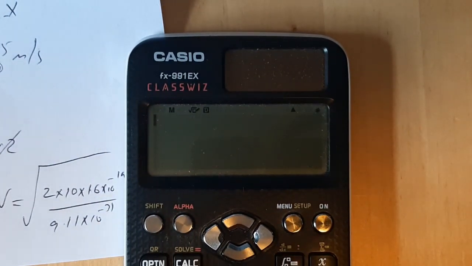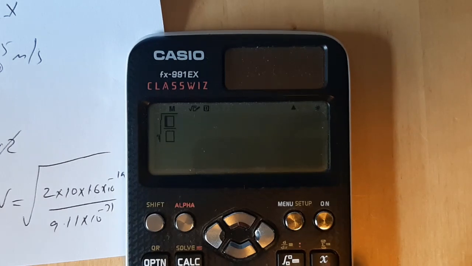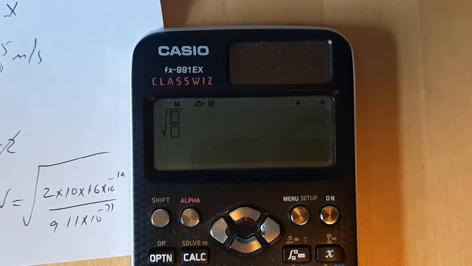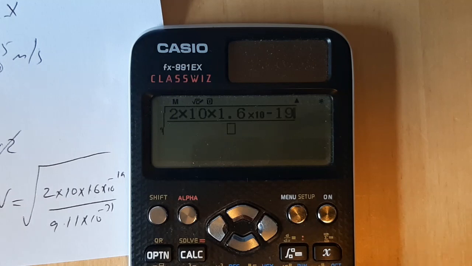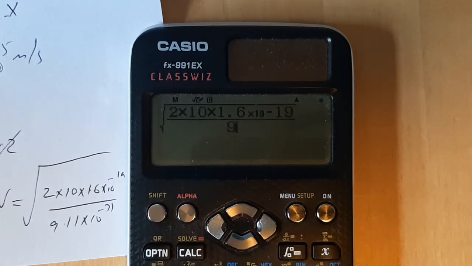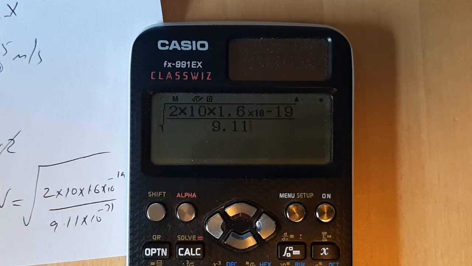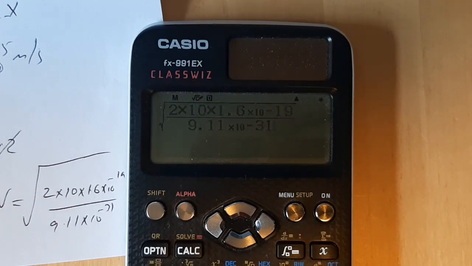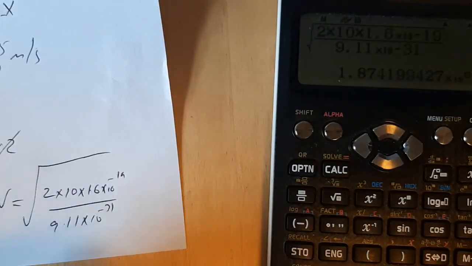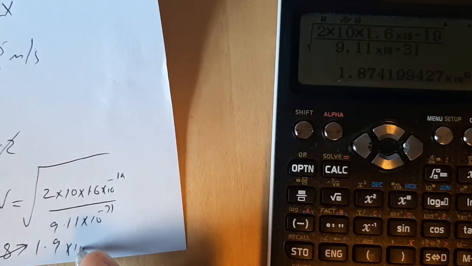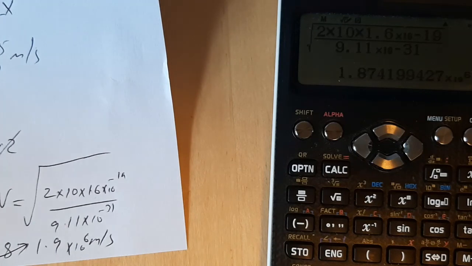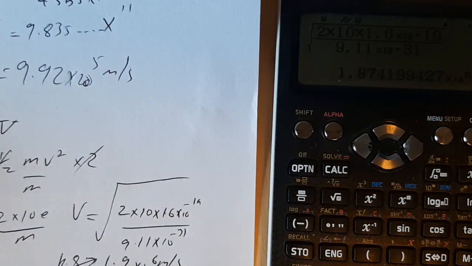Now, this is where a natural display calculator makes so much difference. So we've got on the top 2 times 10 times 1.6, and then on the bottom we've got 9.11. Okay, again, press the eng button. 1.87 times 10 to the 6, or let's call that two significant figures, 1.9 times 10 to the 6 meters per second. Right. Hope you got all that, and I'll give you some practice questions now.